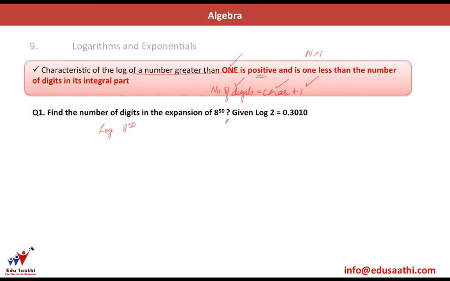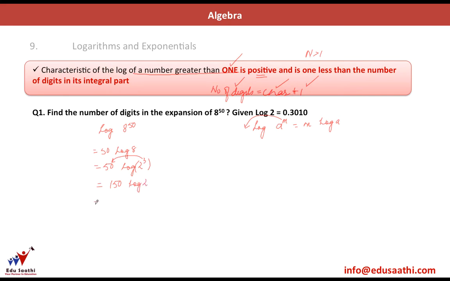If I take log of this number, I know the property that log of a raised to power m is equal to m log a. So this is the power rule that you have. I can bring this 50 out of the log sign, and this will be log of 8. Now, log of 8 can be written as log of 2 cube. Again, this cube power can be brought out of the log sign, and it will be 150 log of 2.